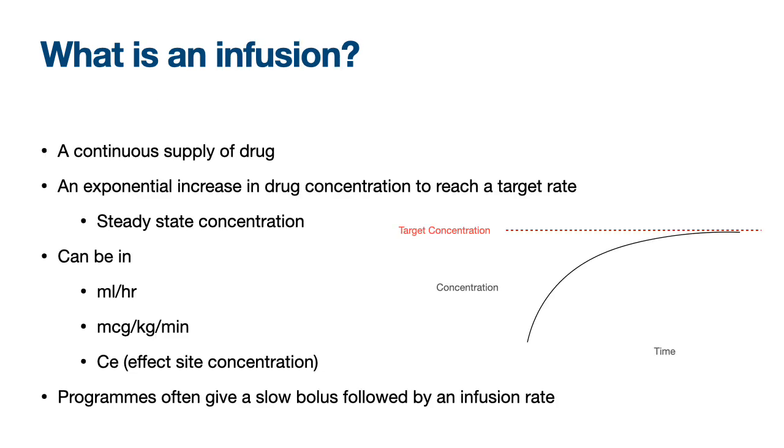So that brings us on to what is an infusion. An infusion is a continuous injection of drugs, a continuous supply of drug into the bloodstream that causes an exponential increase in the drug concentration in order to reach a target concentration. At this point, where the drug infusion rate and the rate at which the body is getting rid of it, the excretion rate, are the same, that's what we call a steady state.